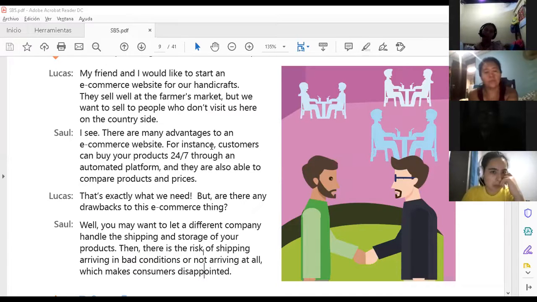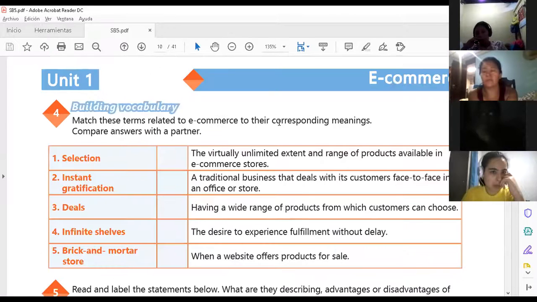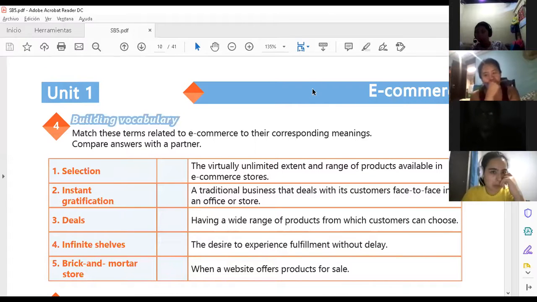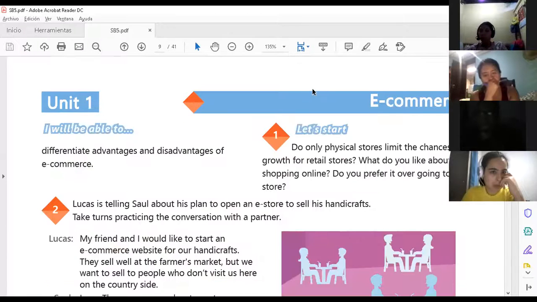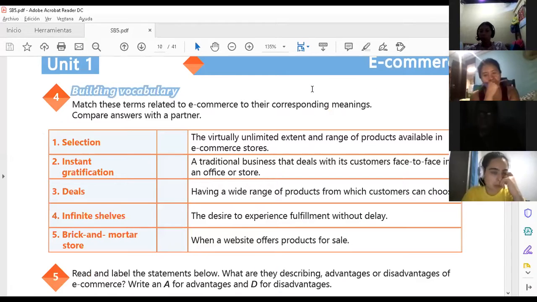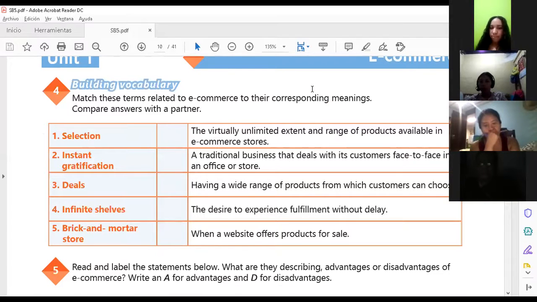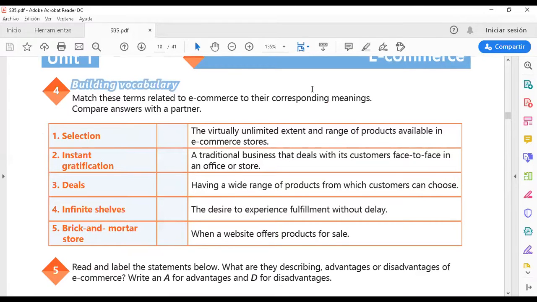All right. So let's go ahead and move on to these guys here. Again, not every class is going to be the same. I just wanted to keep that clear. Okay. We go by the book. So what I wanted to do is for us to do this together. Read with me, please. Building vocabulary.